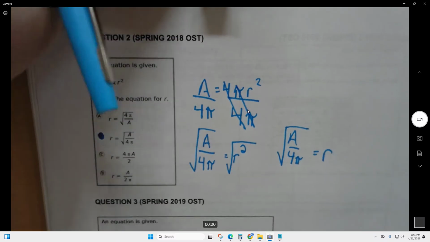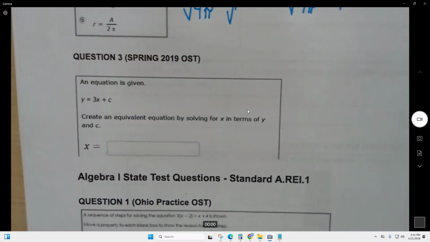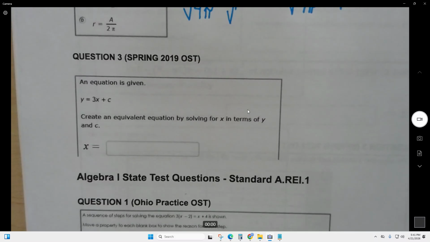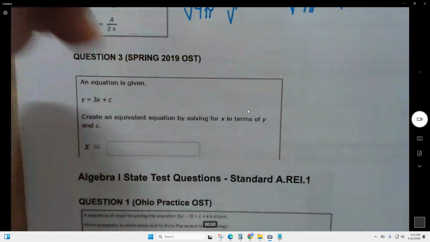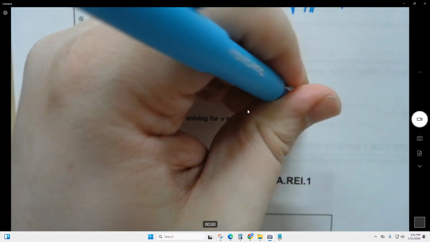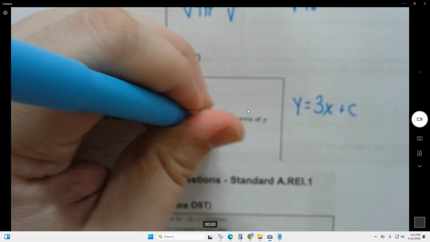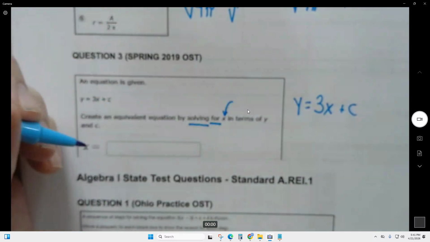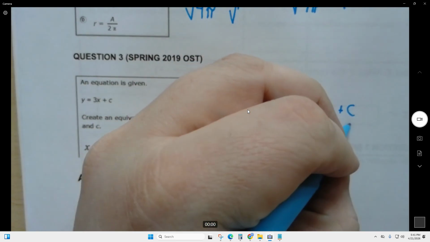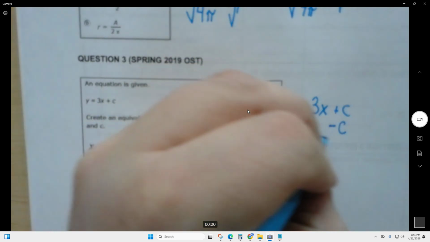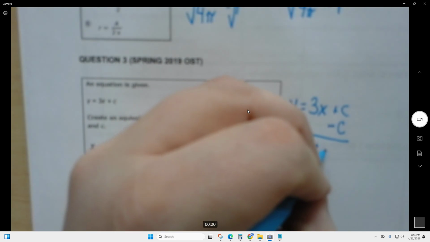On question 3. In 2019 OST, an equation is given, y equals 3x plus c. Create an equivalent equation by solving for x in terms of y and c. Solve for x. Whenever you see the words solve for, that means whatever variable it has there, you want by itself. How do we get rid of everything on the same side as x? Well, first you start with getting rid of c. You subtract c from both sides. You're left with y minus c is equal to 3x.